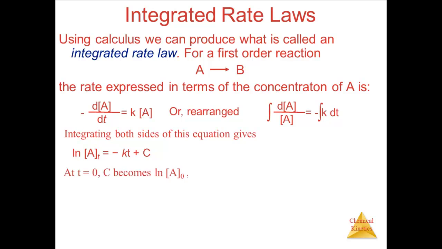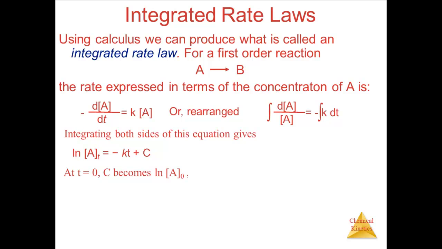When the time is 0 at the start of the reaction, substituting that value for t gives us the value of the constant C, which is equal to the natural log of the concentration of A at time 0, that is, the initial concentration of A. Those who have had calculus should recognize the integral form and what the results of the integration are.